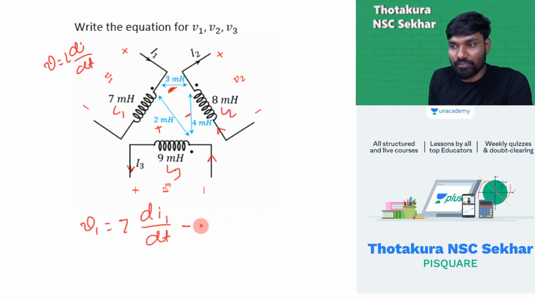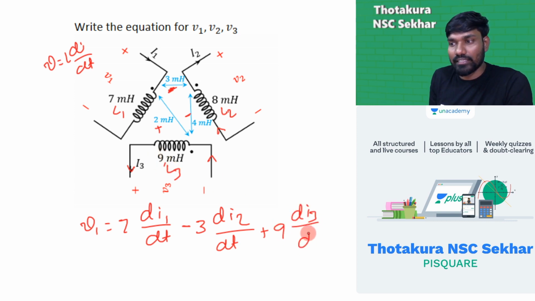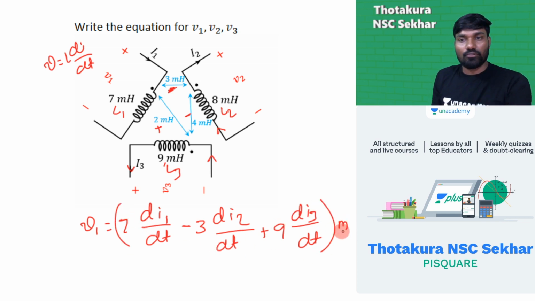Now here, minus 3 milli, the mutual inductance, into d of current, will it be I2 or I1? I2 by dt. We'll get one more term. What is this term? We have positive coupling, so take plus 9 milli into dI3 by dt. All are in milli, take it out. This is the answer, this is the equation for V1.